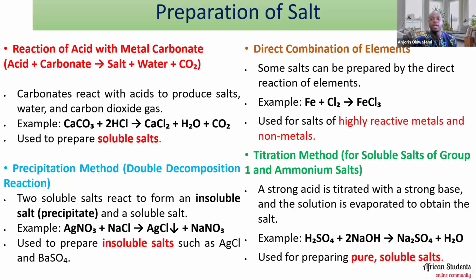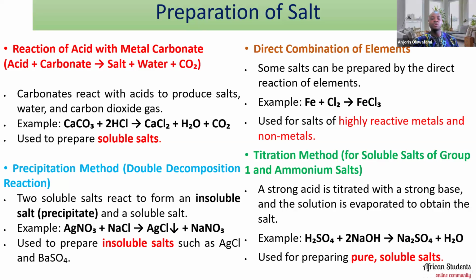Okay. So another way we can produce salt is what we call direct combination of the elements. The elements can directly combine, in the case of iron and chlorine, and then you have a salt being produced, and it is used for highly reactive metals and non-metals, okay? Even sodium and chlorine can combine directly to produce a salt.